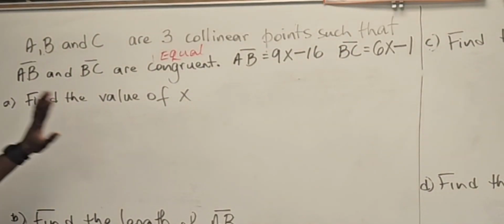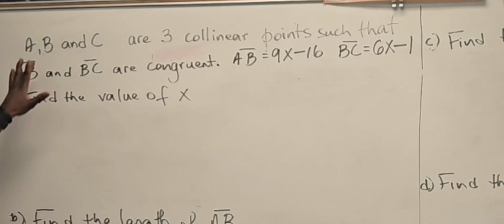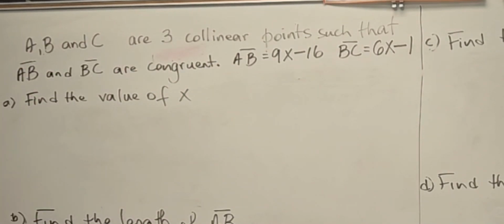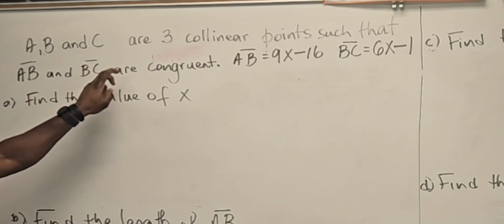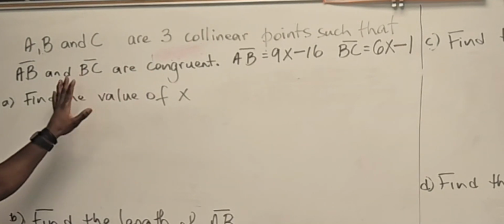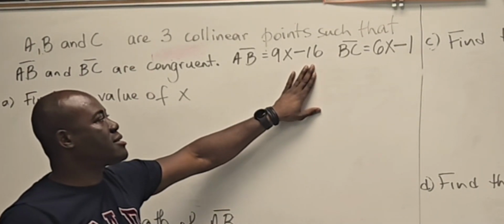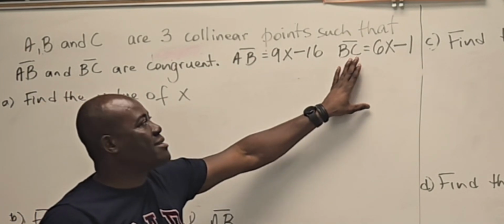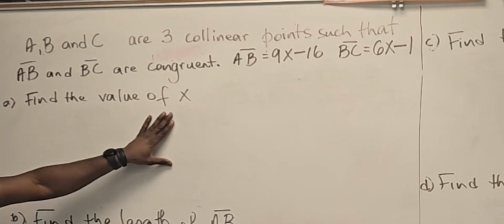For this problem here, it's slightly different from what we started with. It says here that A, B, and C are 3 collinear points. Remember, collinear points suggest that they are on the same straight line, such that AB and BC are congruent. This is the important thing. AB and BC are congruent. We were given that AB is equal to 9x minus 16. BC is given as 6x minus 1. Here it is, we want to find the value for x.